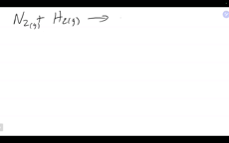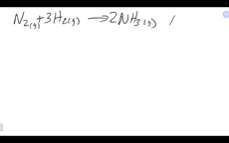Let's say we had N2, which is a gas, plus H2 makes NH3. Do a little balancing like in chemistry class here. There we go. And we want to find the delta H of this reaction.